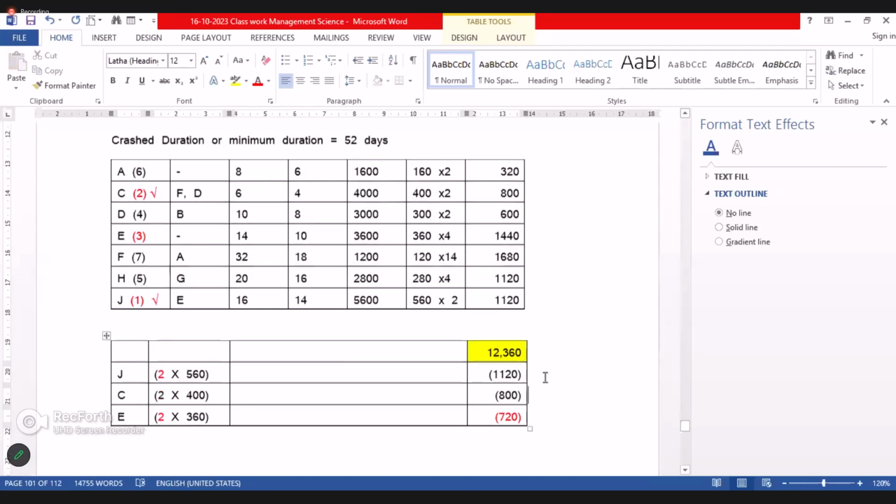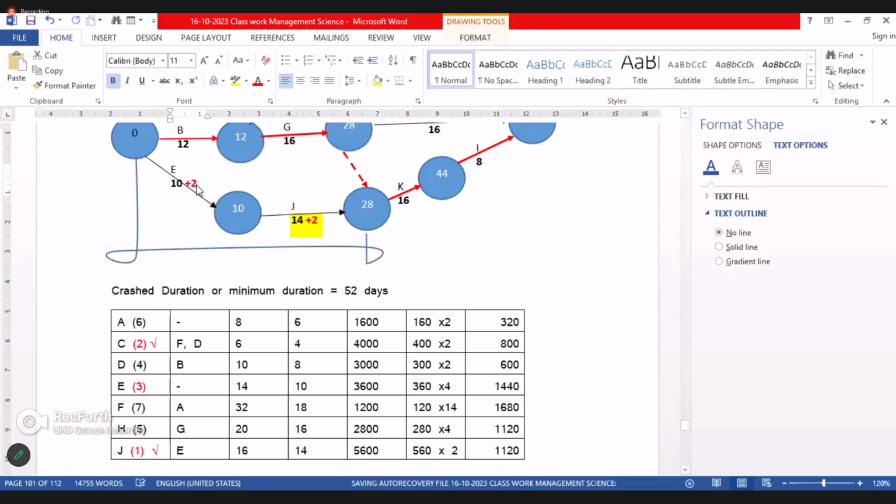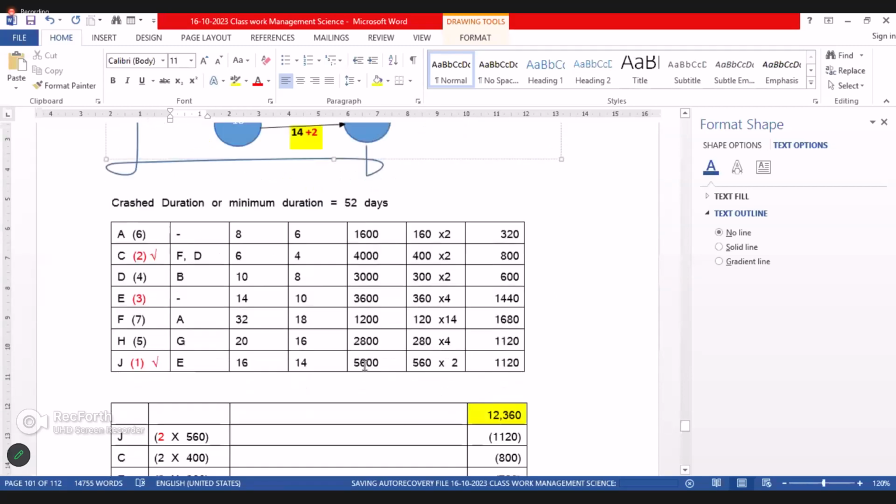So in the diagram now, what is the adjustment? Instead of making 4 days, we have only made 2 days. Then you see 12 plus 14 plus 2, how much? 28. Now it's okay. Now this also becomes part of the critical path. So instead of 4 days in E, better to make it 2 days. Then we have more advantages, right?